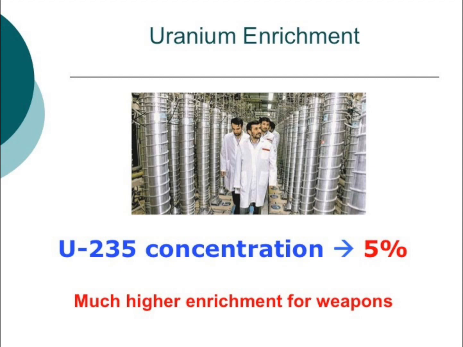To be useful in a nuclear reactor, uranium needs to have a concentration of around 5%. So somewhere we have to take uranium, which naturally only has a U-235 concentration of 0.7%, and get that U-235 concentration up to around 5%. If we wanted to make nuclear weapons, we'd have to get the concentration of U-235 much higher, up around 90%.